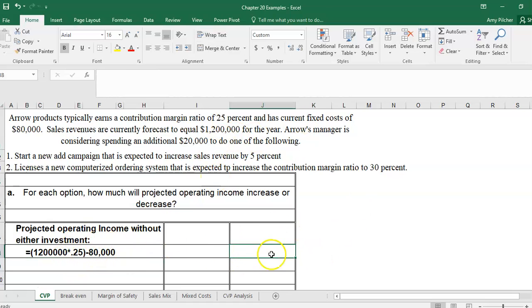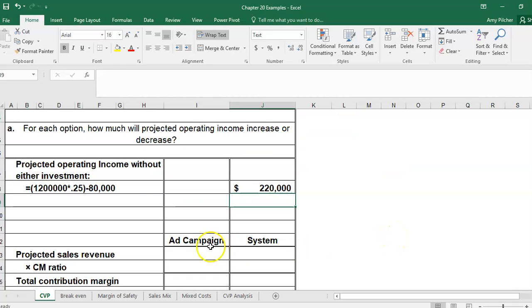And that is the formula for our operating income. So our operating income without either investment is predicted to be $220,000. Now we can either have the ad campaign or the new computer system. Our projected sales revenues with the ad campaign is an increase of 5% over what we're currently making. Well, our current projection is 1.2 million.